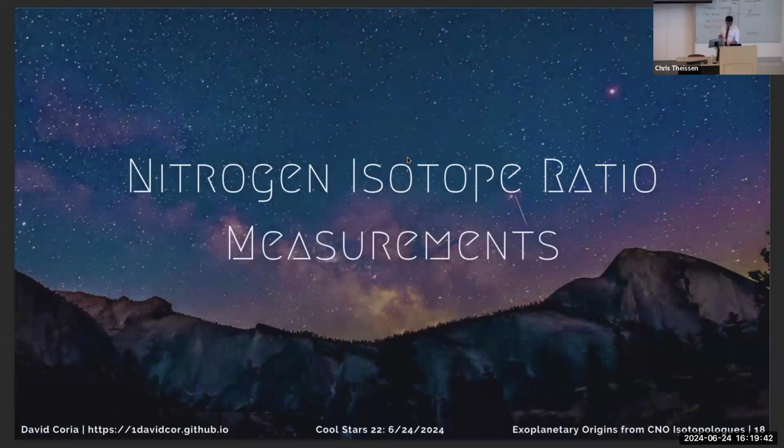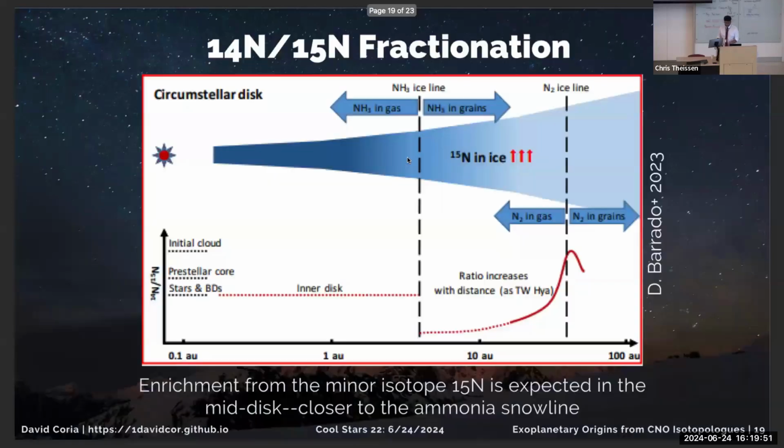For nitrogen, this will go fairly quickly because there's hardly anything in the literature for nitrogen isotope logs in brown dwarfs, dwarf stars, or even exoplanets. But essentially, we think that the nitrogen-14 to nitrogen-15 ratio will also be important for tracing planet formation because nitrogen exhibits similar fractionation signatures as carbon.